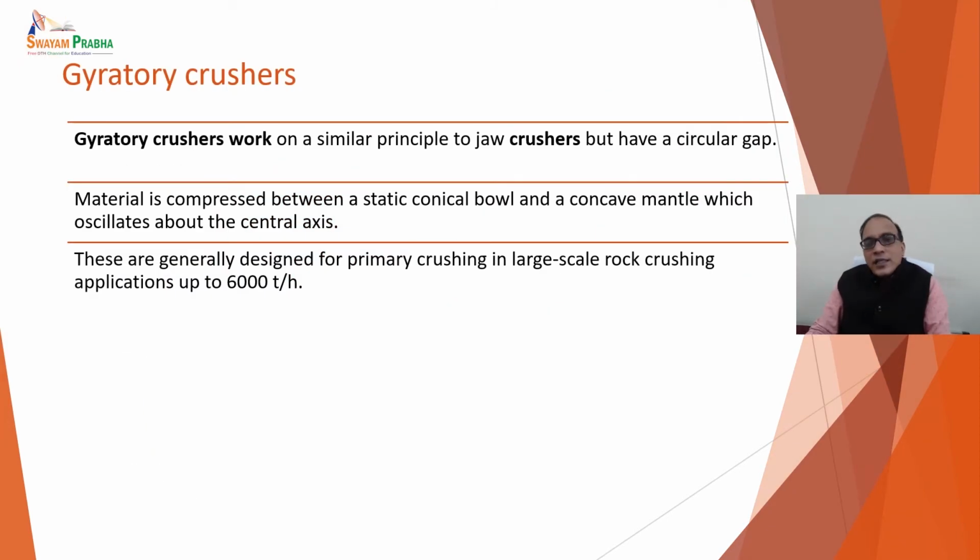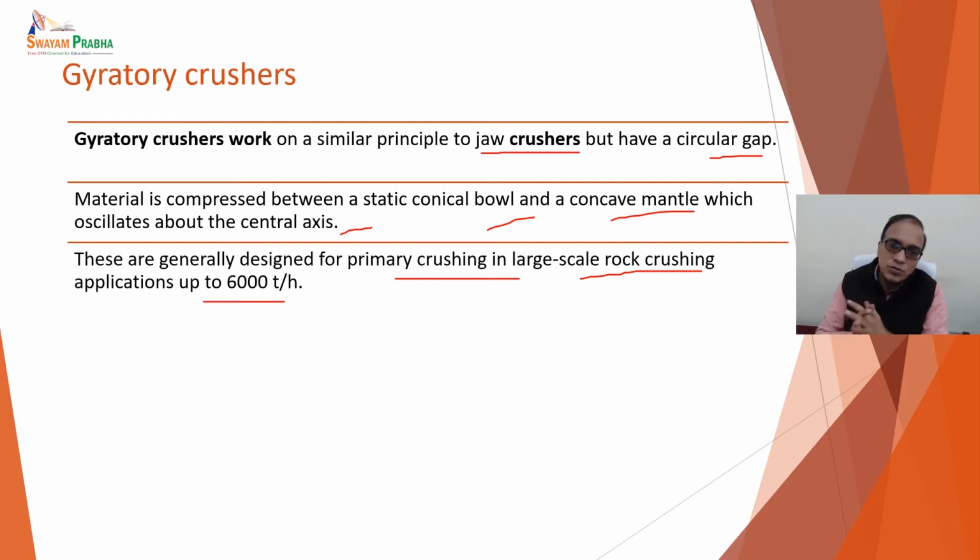Now moving to the gyratory crushers, they work on a similar principle to the jaw crushers but have a circular gap. Rock is compressed between a static conical bowl and a concave mantle which oscillates about the central axis. These are generally designed for primary crushing in large scale rock crushing applications, up to 6,000 tons per hour.